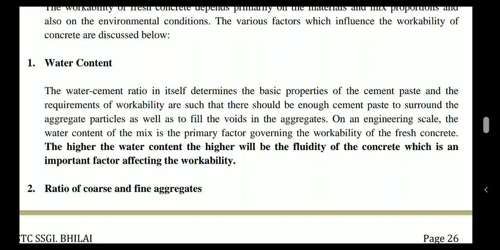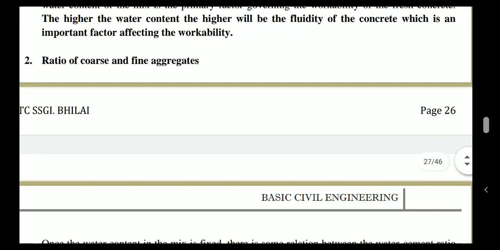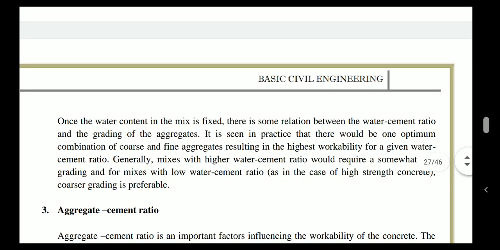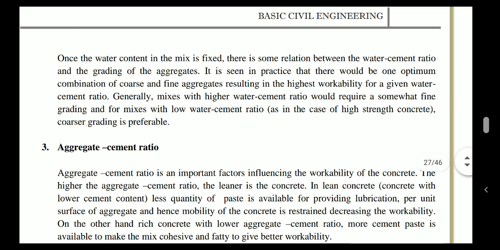So the higher the water content, the higher will be the fluidity of concrete, so that we improve the workability of a mix. Second, the utmost important factor affecting workability is the ratio of coarse and fine aggregate. Once the water content in the mix is fixed, there is some relation between the water cement ratio and grading of the aggregates. Grading means you have to decide the aggregate size so that the voids should be minimum. If the voids are minimum, then we have enough paste to coat the aggregates and to fill the voids. So it is seen in practice that there would be one optimum combination of coarse and fine aggregate, resulting in highest workability for a given water cement ratio.